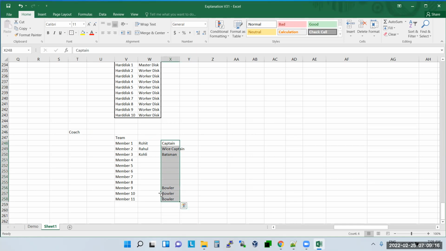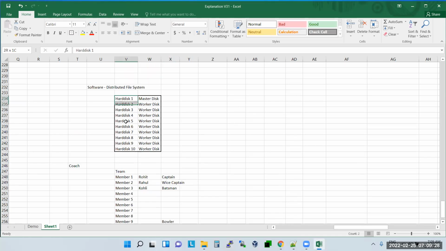If I ask Rohit, who are you? He will say, I am Rohit. If I ask the coach, who is this guy? He will say captain. In the same way here, this is the software which is combining multiple hard disks into a single team. Understand? That single team is called a distributed file system.